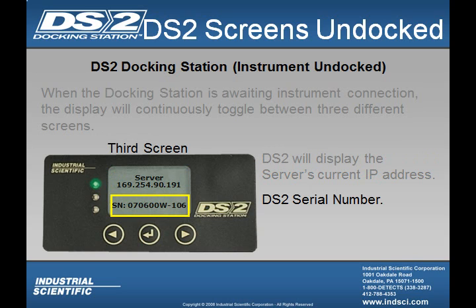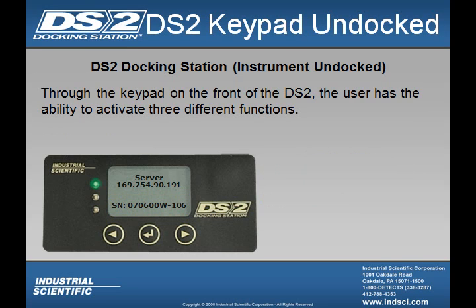Now it'll toggle between these three screens continuously when an instrument is undocked. But take note of that green LED on the left-hand side. That green LED is showing that the docking station is awaiting an instrument connection.